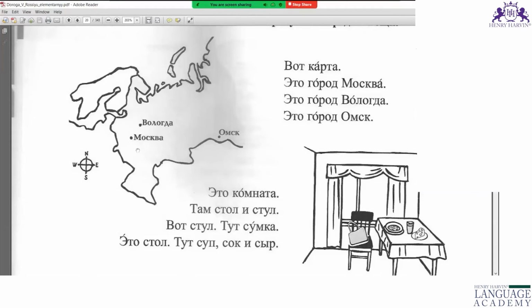Now we point, right? Это город Москва. Это город Вологда. Это город Омск. Какой means which. Padma Priya, какой ваш город? Ваш is your. Which one is your city? Какой ваш город? Мой город в Индии, Greater Noida. Какой ваш город? Мой город Хайдарабад. Don't say India, just мой город Хайдарабад, because if we say in India, grammar will be different, okay?